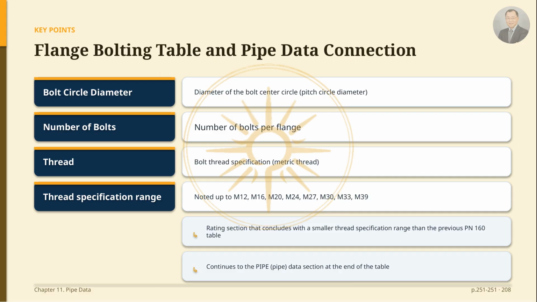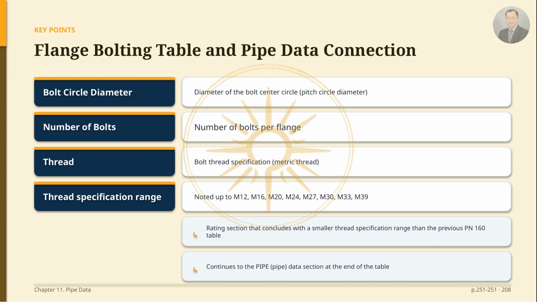Finally, let's look at the connection structure between the flange bolting table and the piping data. This table defines the flange fastening specifications through the bolt circle diameter, number of bolts, and thread specifications. For example, the corresponding number of bolts and diameter are determined based on thread specifications such as M10 or M24. Rather than listing all the values, please first find the required thread specification for your flange rating, and then check the bolting data in that row.